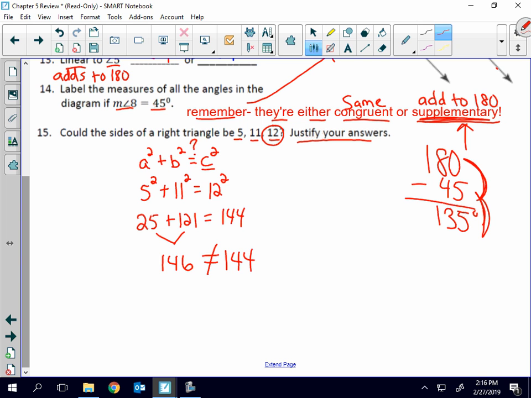That line across the equal sign means does not equal. So if they're not equal, then it's not a right triangle. And that's the answer to our question, and we justified it by showing work.